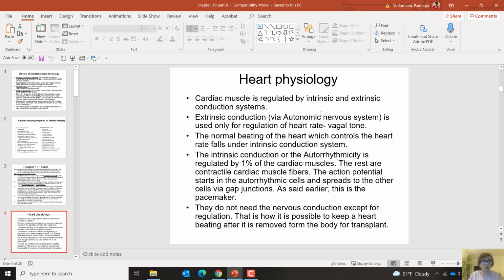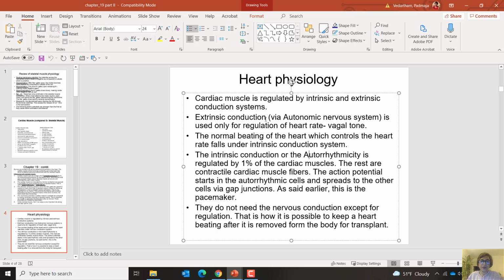So the extrinsic is the autonomic nervous system, but the intrinsic are the pacemaker cells, also called autorhythmic cells. In the heart there are two kinds of cells. One are the autorhythmic cells, which form about 1% of the cardiac muscle cells, and the rest, 99%, are the contractile cells. The autorhythmic cells are also called non-contractile cells or pacemaker cells. The only function of pacemaker cells, just that 1%, which do not have contractile elements, is to actually start the rhythm.